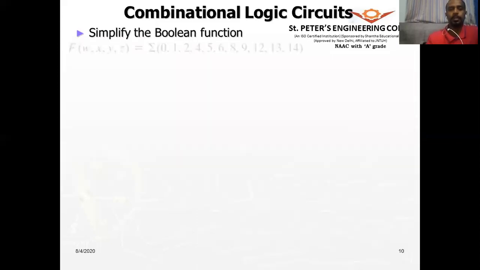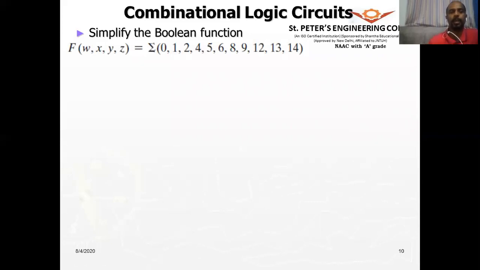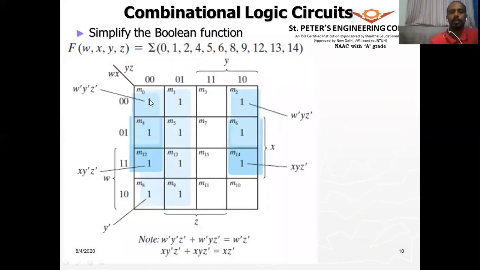Okay, let us take a simple example and do the grouping and simplifying. So f is a 4-variable function W, X, Y, Z, whose minterms are m0, m1, m2, m4, m5, m6, m8, m9, m12, m13, and m14. So we are identifying. So this is m0, m1, m2, m3 is not present, m4, m5, m6, m8, m9, m12, m13, and m14.